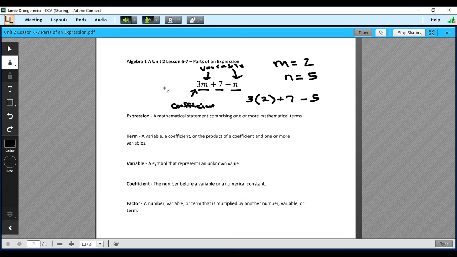So this is where we use our order of operations. Start with parentheses, any exponents, we don't have any exponents, then multiplication and division. So 3 times 2 is 6. And then all we have left is our addition and subtraction. We go from left to right. 6 plus 7 is 13. 13 minus 5 is 8. And so that would be an example of evaluating an expression when we are given what the values of those variables are.